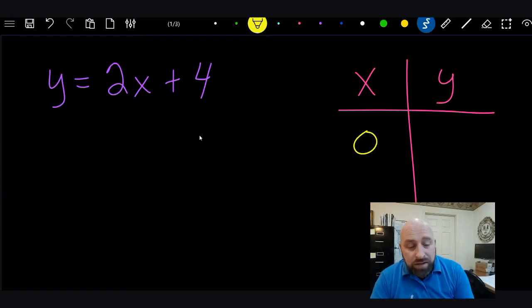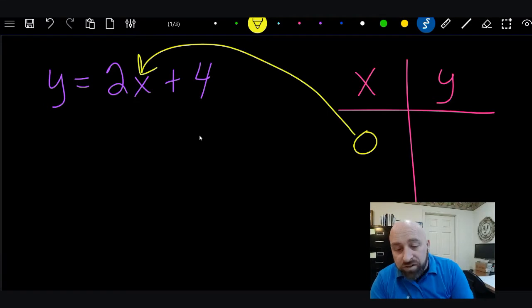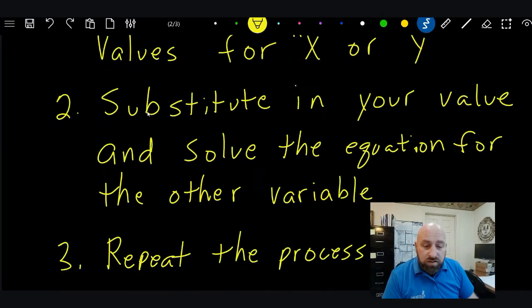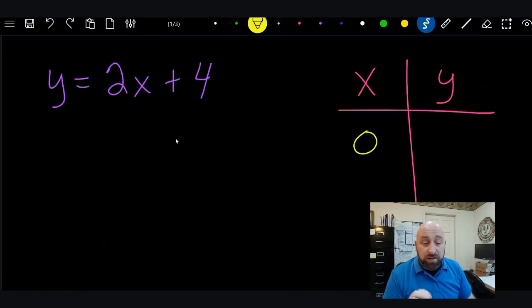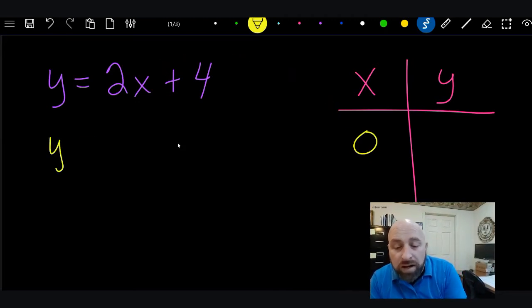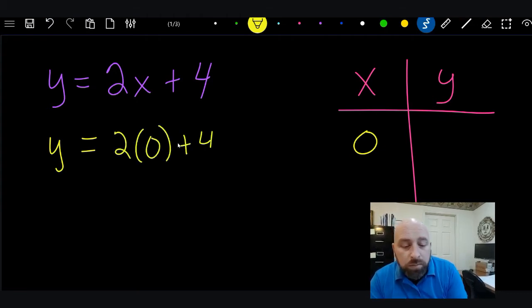Now what we do with that random number is we actually substitute it in. That is step number 2. Substitute in your value and solve the equation for the other variable. Okay, so substitute it in. So we picked a 0. So now I take my 0 and I put it right there. So now I'm going to have y equals 2 times 0 plus 4.